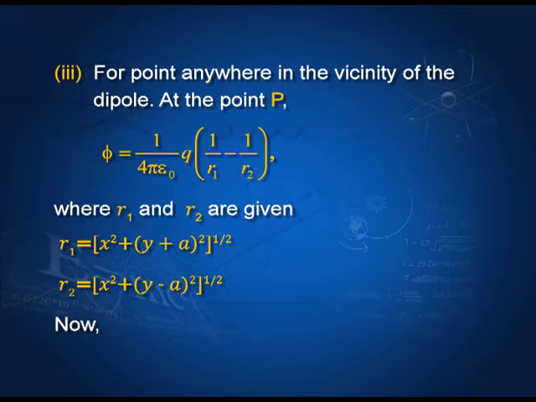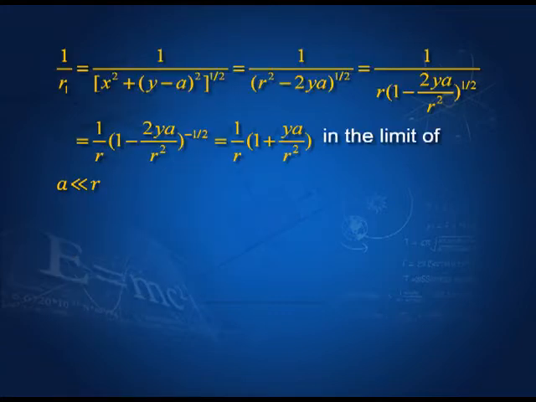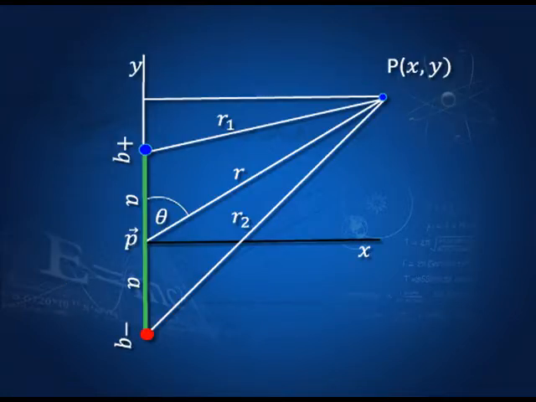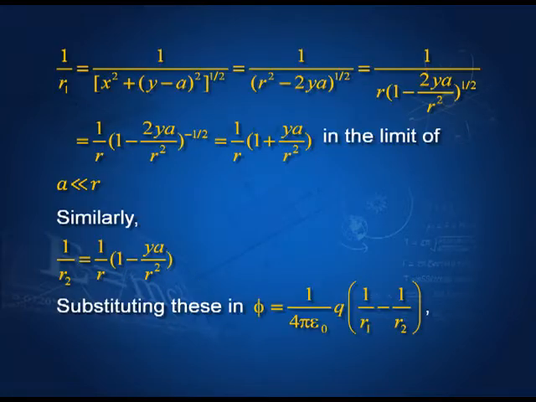So, we expand 1 by r 1 in the limit of a much less than r, and we get 1 by r 1 is 1 by r into 1 plus y a by r squared. Remember, y is this and x is this, the coordinates of P are x and y. Similarly, 1 by r 2 we expand in the same limit and we get this, and we substitute them back into this equation and we get the result.